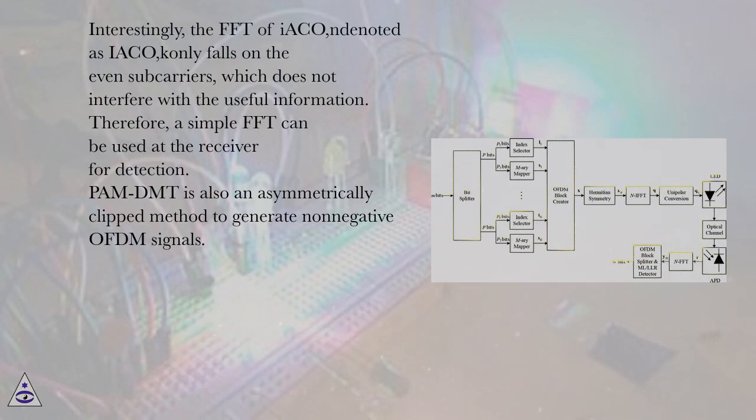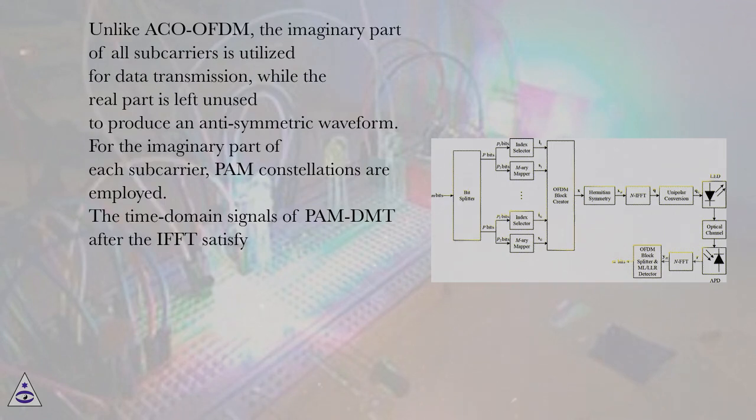PAM-DMT is also an asymmetrically clipped method to generate non-negative OFDM signals. Unlike ACO-OFDM, the imaginary part of all subcarriers is utilized for data transmission, while the real part is left unused to produce an anti-symmetric waveform. For the imaginary part of each subcarrier, PAM constellations are employed.